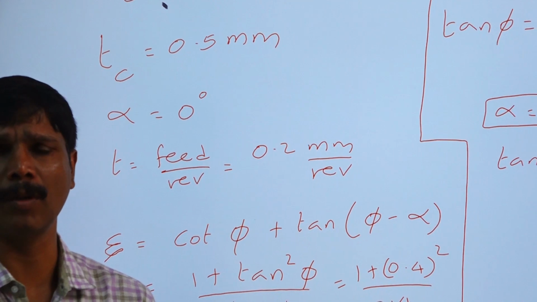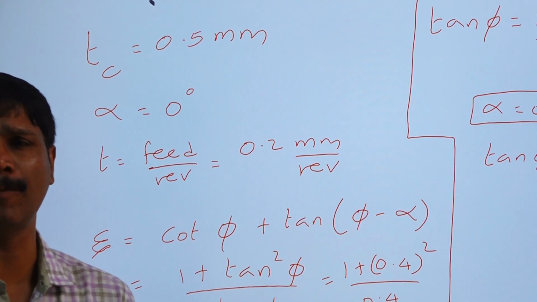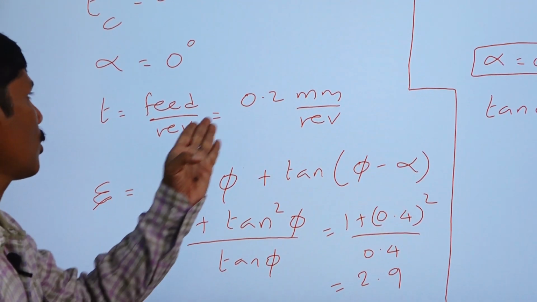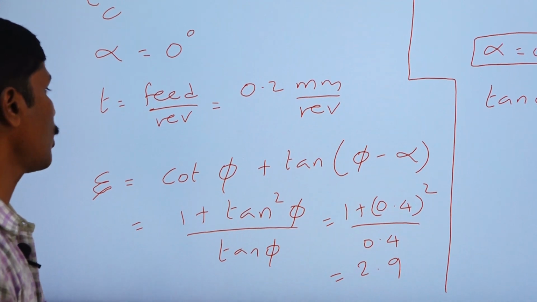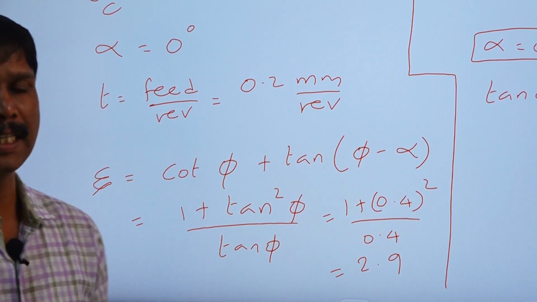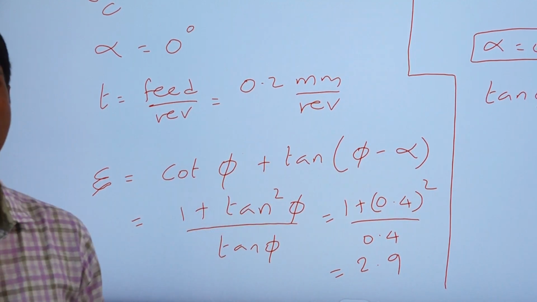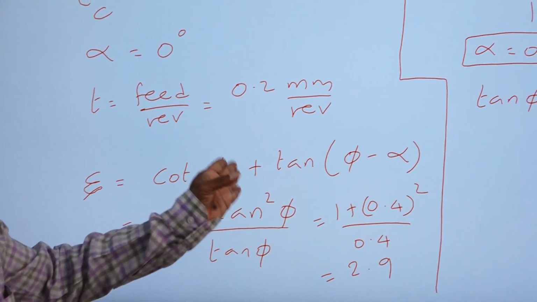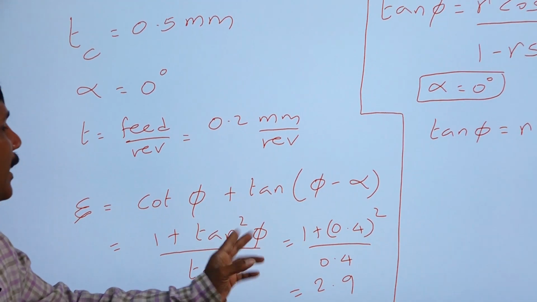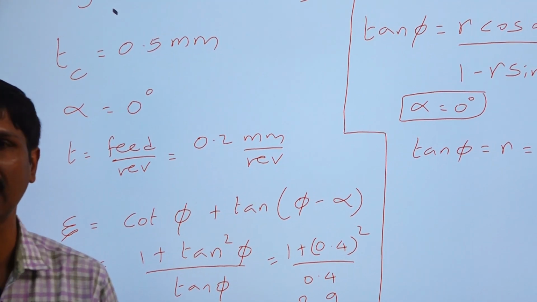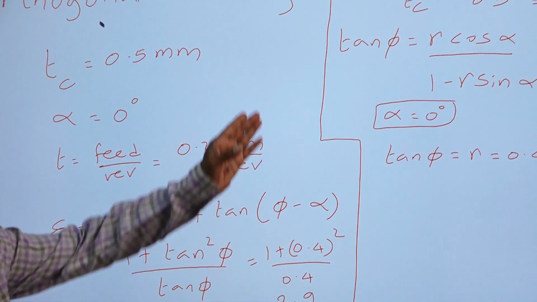In the previous problem they gave the feed per minute; here it is feed per revolution, which is equal to 0.2 mm per revolution. They are asking for the shear strain. We know the shear strain formula, cot phi plus tan(phi minus alpha). To find the shear strain we need phi and alpha. Alpha is given in the problem, but phi we have to find out.